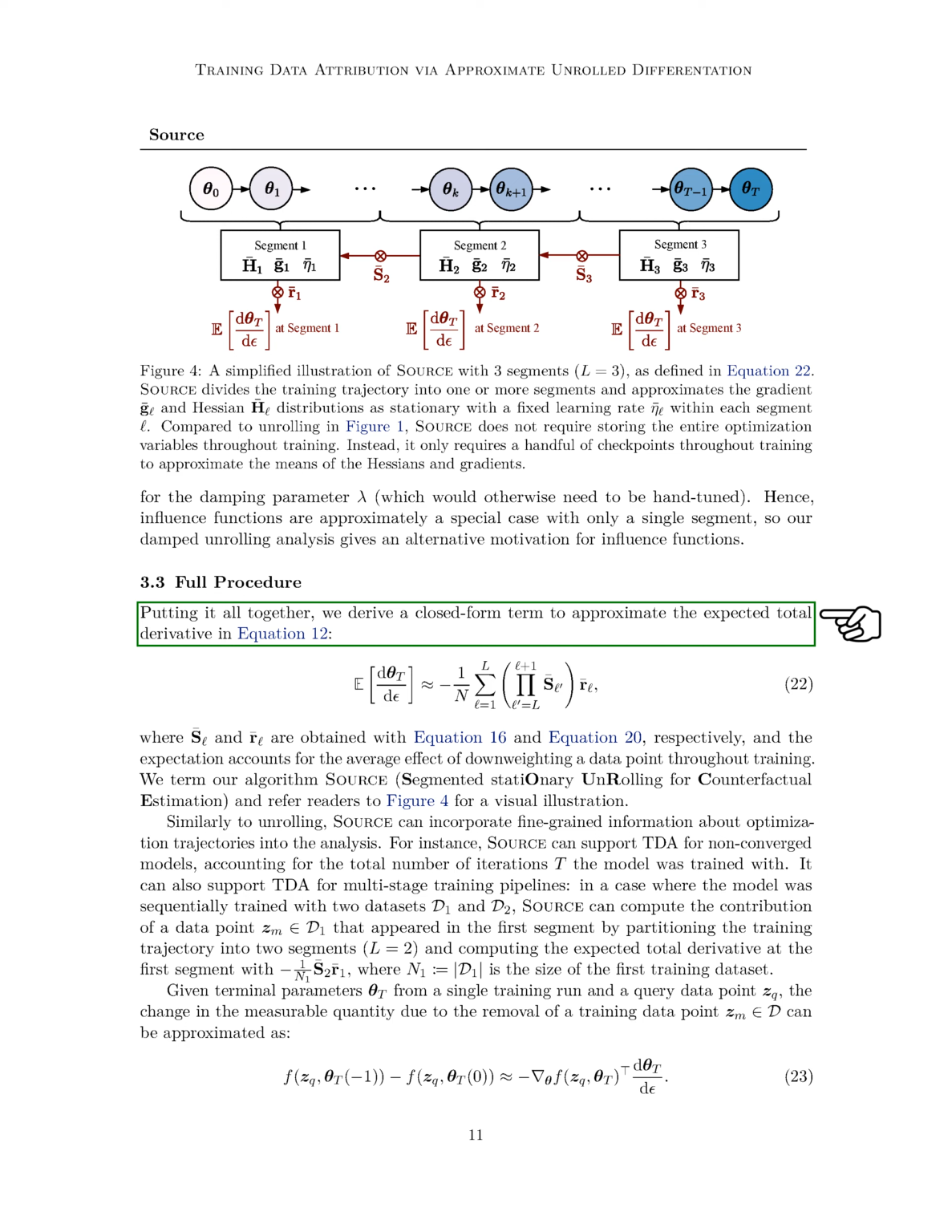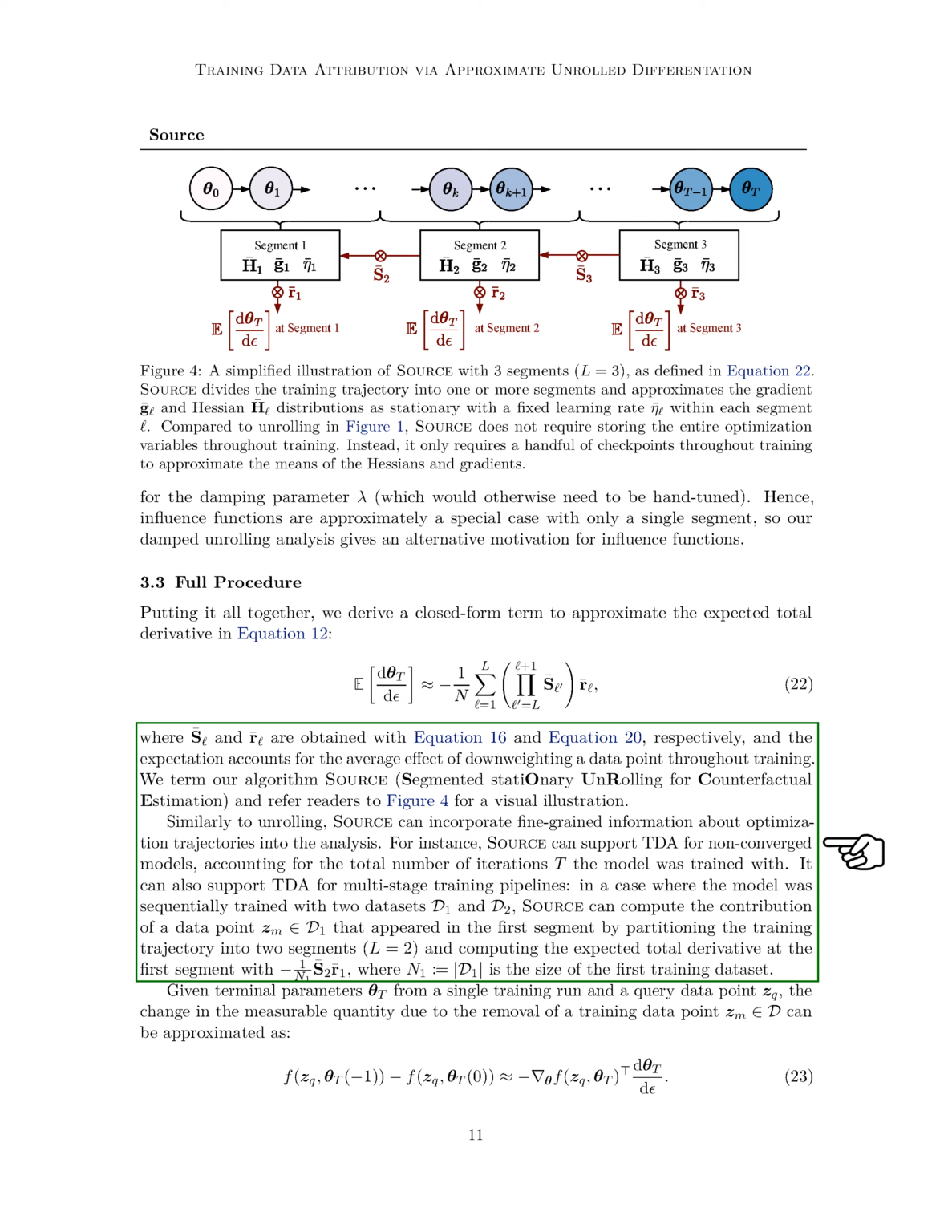SOURCE is versatile and can handle various scenarios. For example, it can analyze non-converged models by considering the total number of training iterations. It can also analyze multi-stage training setups, where the model is trained sequentially on different datasets. In such cases, SOURCE can calculate the contribution of a data point from a specific dataset segment.